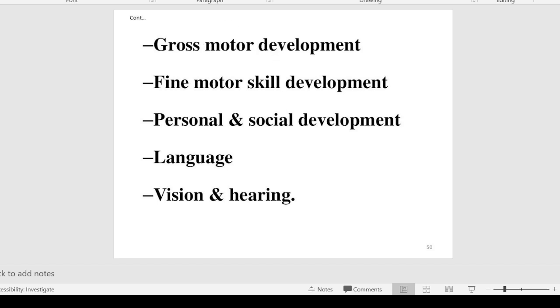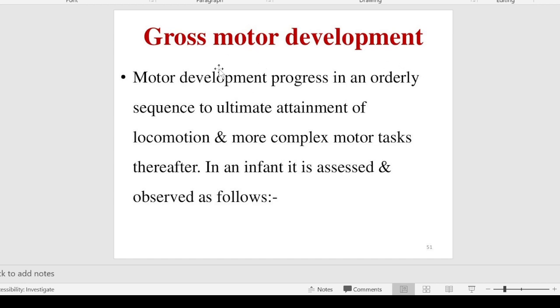Development by definition is a functional maturity. It is not a physical maturity. So what kind of functional maturity takes place in the muscles, especially in children, we are going to discuss now. When we use muscles of the central body part, that is called gross motor development. When you use muscles which are peripheral or ending parts of the body, like hands and limbs, that is called fine motor development.